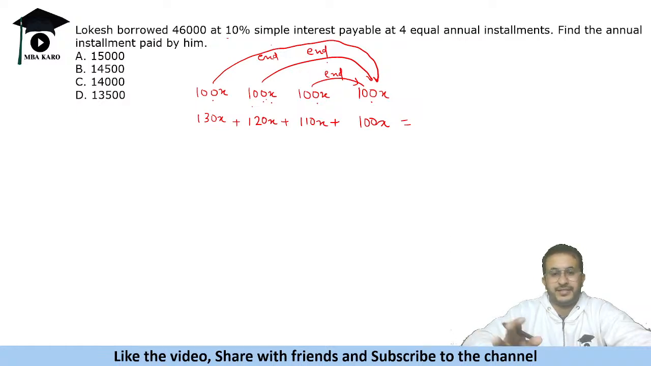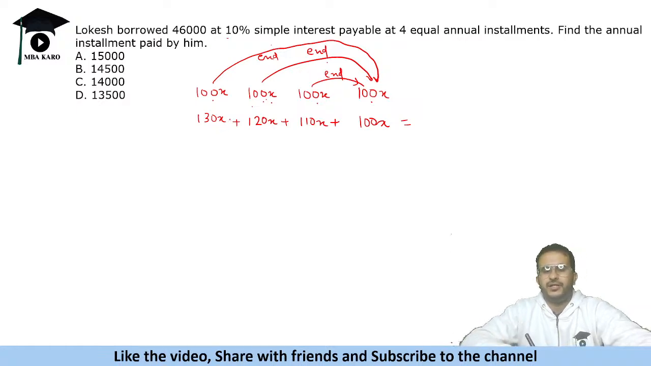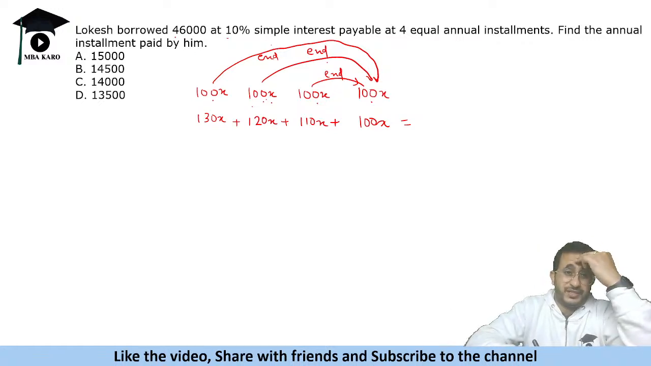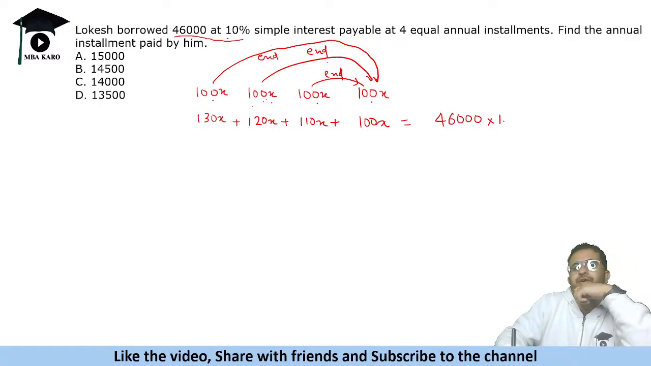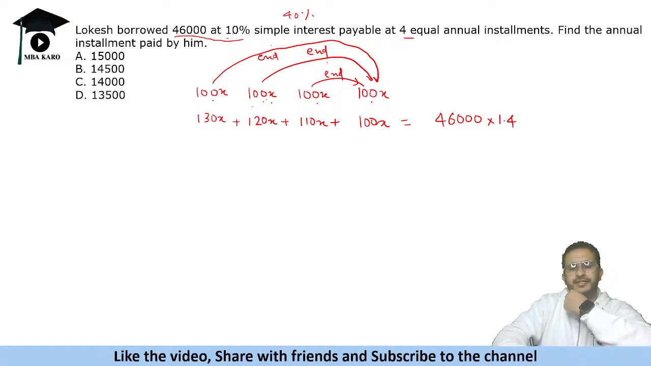Okay, you are paying everything together, isn't it? So when you are paying all together, what is the amount that you are paying? So this is like simple interest. The amount that you are paying is 1.4 times the 46,000, because 10% simple interest for 4 years. So that means 40% interest there.